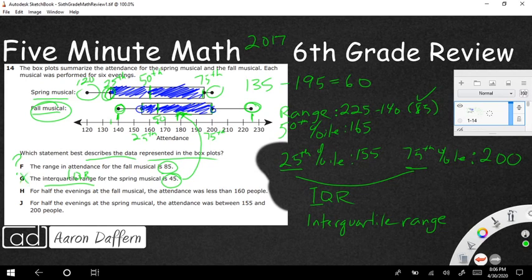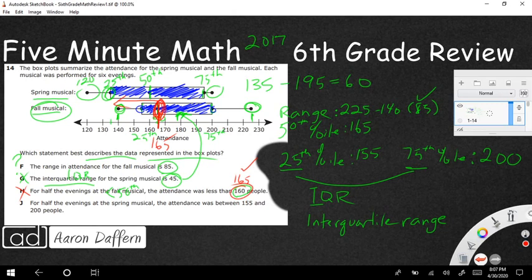So that's a no. For half the evenings at the fall musical, that means below or less than the 50th percentile, the attendance was less than 160. So really close. This fall right here, and let me change this to red. You see where this 50th percentile is? That everything below that is the 50th percentile. That's less than half. But you see how this number lands right at 165? And this says 160. So it's close. If this said 165, we would have been good, but it doesn't.